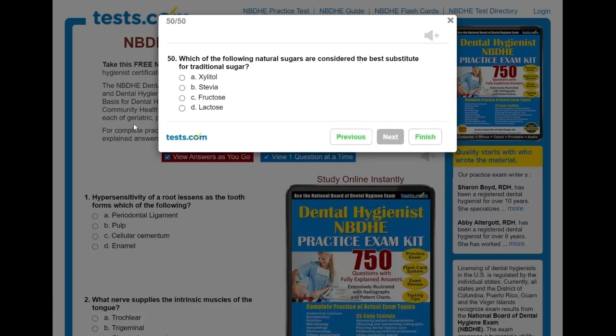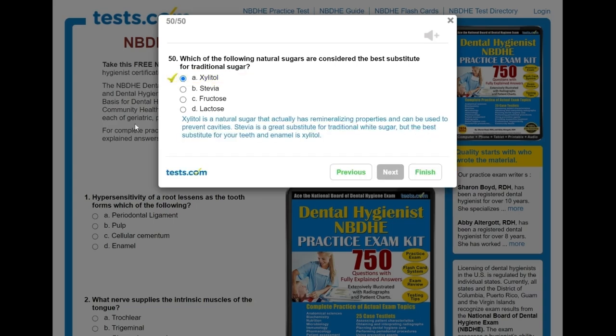Question 50. Which of the following natural sugars are considered the best substitute for traditional sugar? A. Xylitol. B. Stevia. C. Fructose. D. Lactose. A. Xylitol. Xylitol is a natural sugar that actually has remineralizing properties and can be used to prevent cavities. Stevia is a great substitute for traditional white sugar, but the best substitute for your teeth and enamel is xylitol.